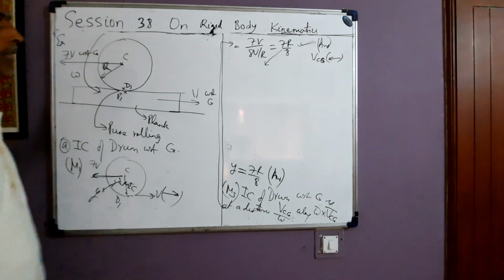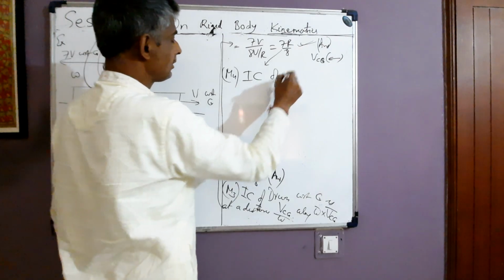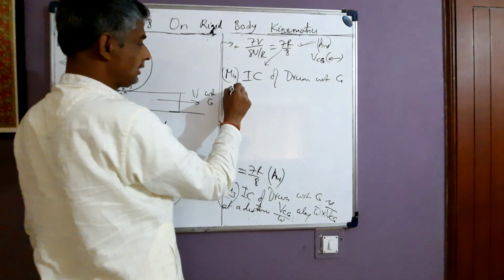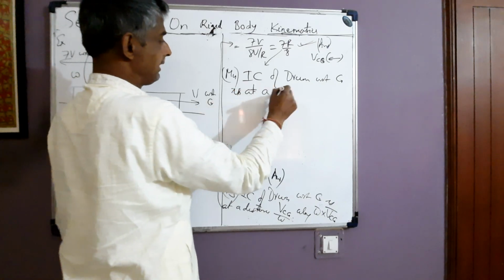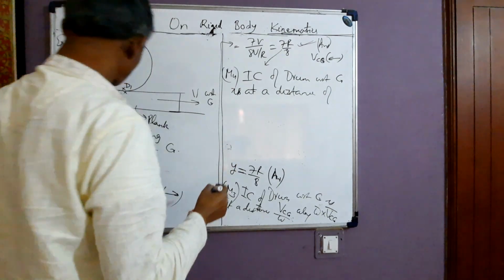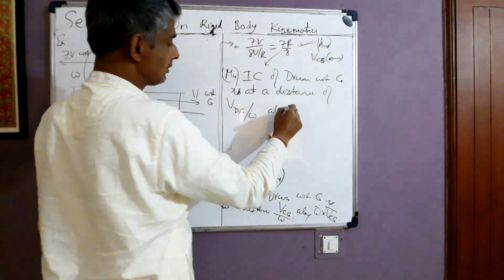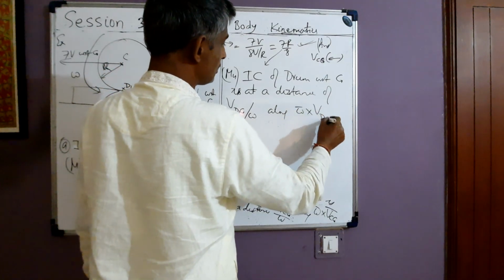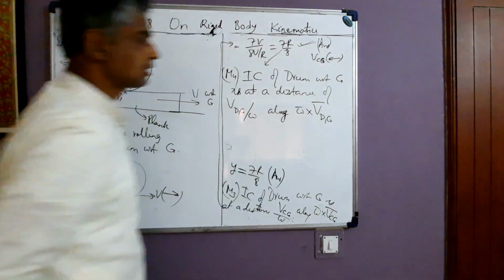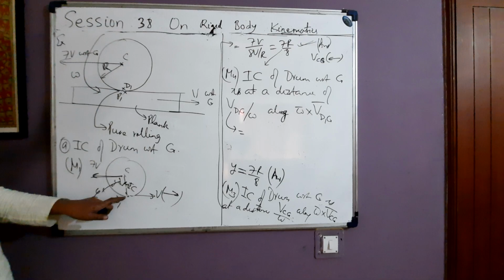Okay. Now finally method 4. IC of drum with respect to ground is at a distance of VD1G by omega, along the direction of omega cross VD1G. Now VD1G is how much? VD1G is simply v.